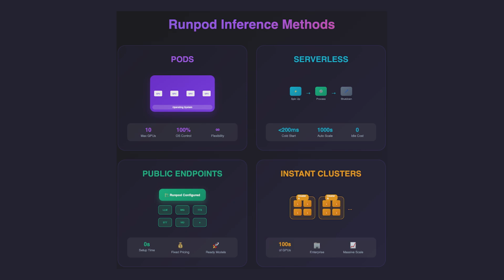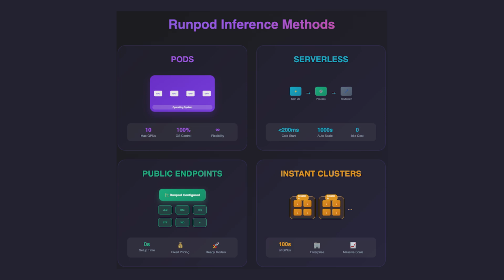Finally, we have instant clusters, which are groups of entire machines of pods which can be dedicated to large-scale model training or inference that would be beyond the capabilities of a single fully equipped pod. This could put the power of dozens or even hundreds of GPUs towards a specific task, such as running or fine-tuning a 1 trillion parameter large language model.